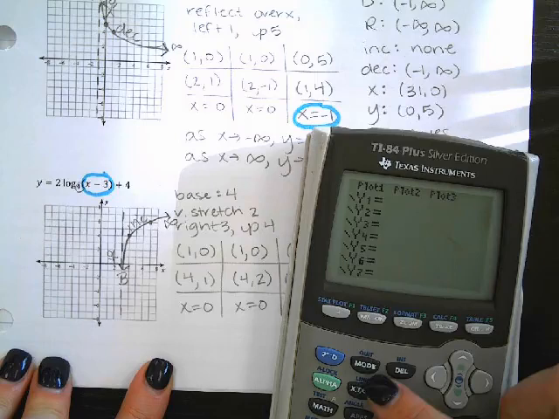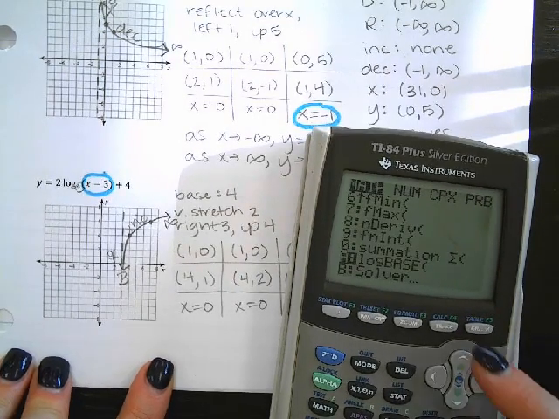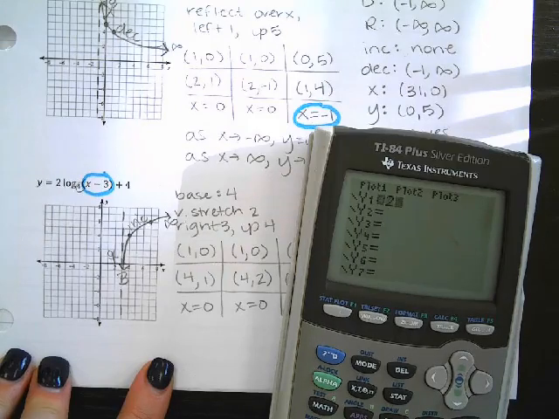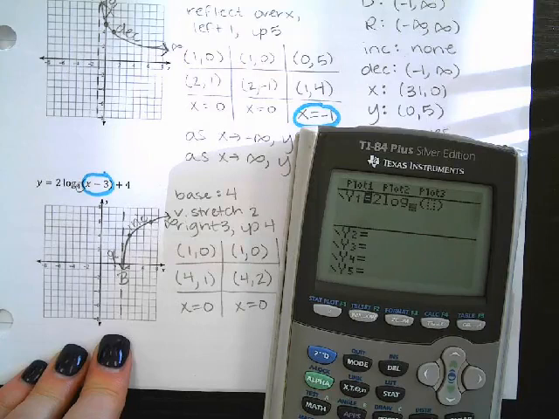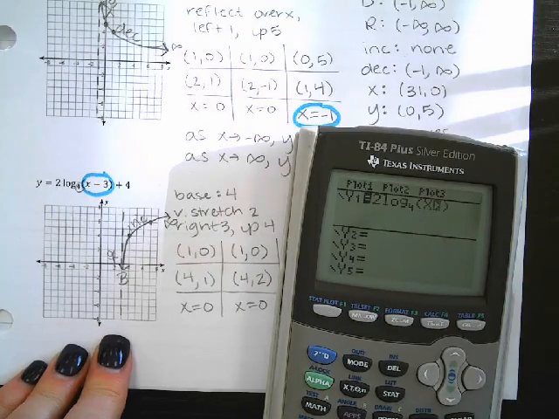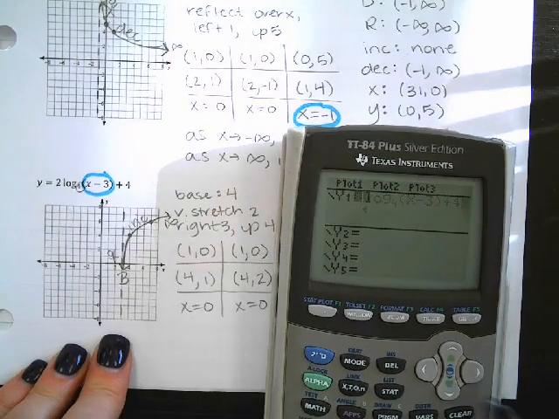So again, you can hit the math button and go, oh, but I should have typed my 2 first. So 2, math button, up, up, get your log base 4 of x minus 3 with a plus 4 on the end. That's the new calculator way.